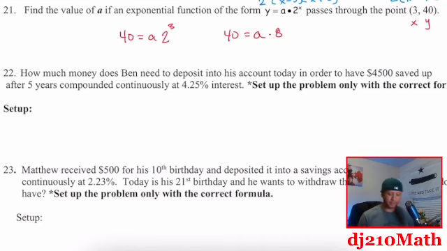So 8 times what gives me 40? That's what this is saying, right? 8 times what gives me 40? Well, if you don't know, divide both sides by 8, and it becomes 5. So a is equal to 5. Found the value.